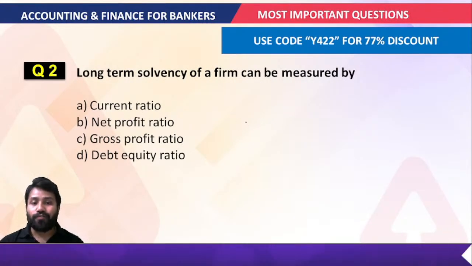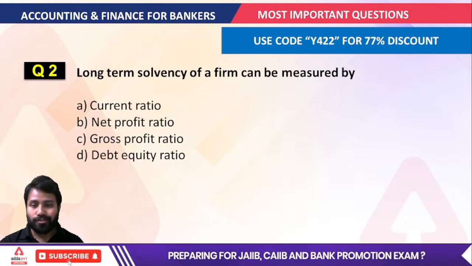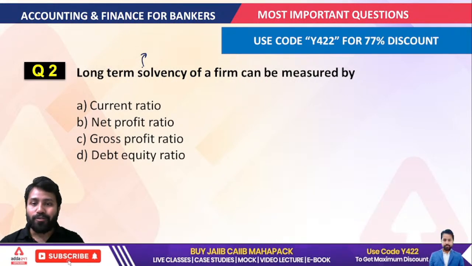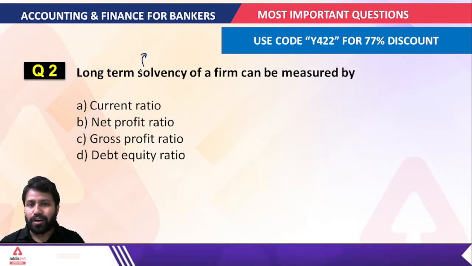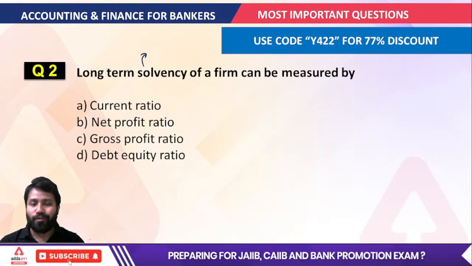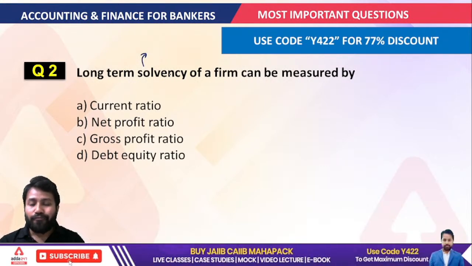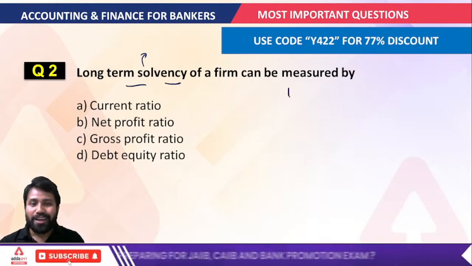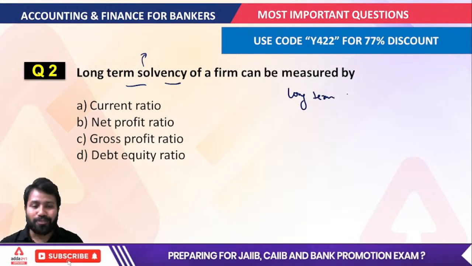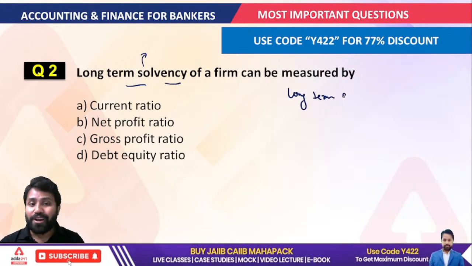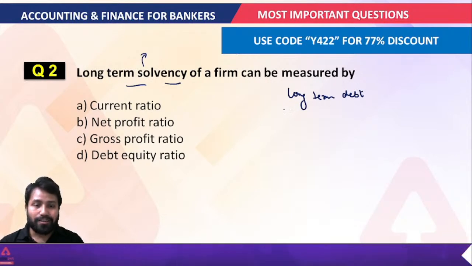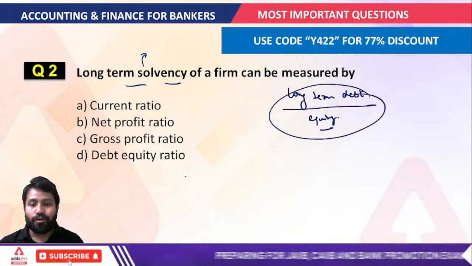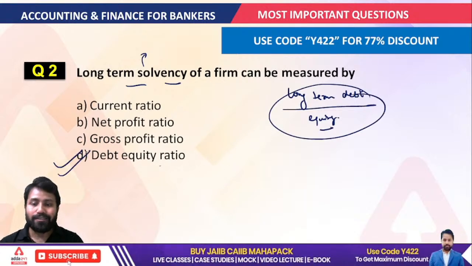Long-term solvency of the firm can be measured by... when we talk about the term solvency, always understand that solvency is all about meeting the long-term debt of the company, whether the company is able to meet its long-term debt liabilities or not. For checking this, long-term solvency is all about long-term debt divided by equity, that is, shareholders' funds. This is the formula of your debt equity ratio, so that is the correct answer.